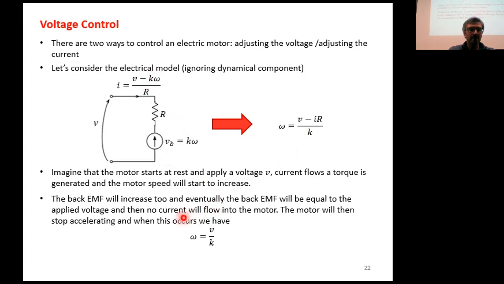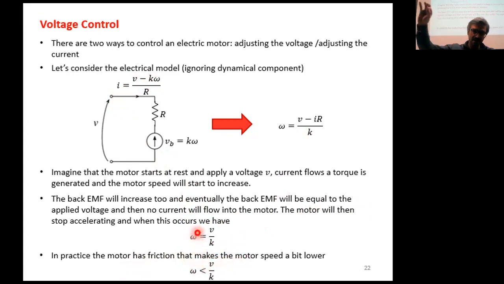So at some point, the back EMF will be equal to the voltage, and no current will be flowing here anymore. So we will have no torque applied on the shaft, and the motor will stop accelerating and keep a constant speed. And this constant speed is the voltage divided by K, because we said that the voltage was equal to the back EMF. In reality, in practice, there is also friction that plays a role, and this makes this steady state angular velocity smaller than this value.